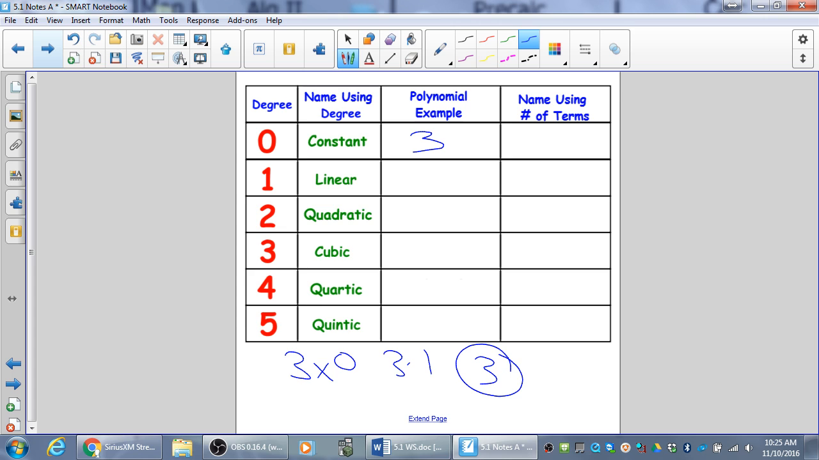The name using the number of terms, monomial. There's only one term. Terms are separated by either a plus or a minus. A degree of 1 is linear. A polynomial example would be 2x plus 4. Name using number of terms, this would be a binomial.